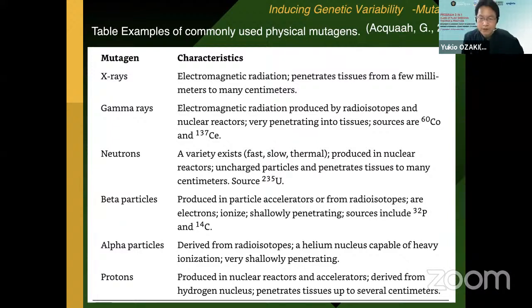The principal physical mutagens are ionizing radiations, as shown in the table. X-rays were first to be used to induce mutations. Since then, various atomic particles have been generated using nuclear reactors.